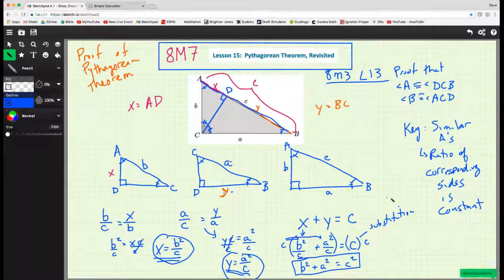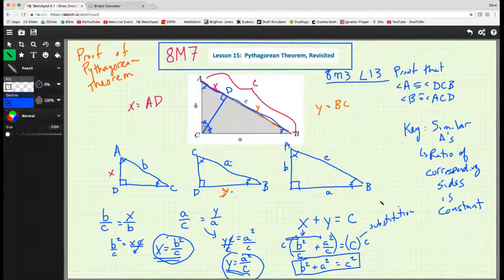So I have proved it. I have proved that if we have a right triangle, we can create some similar triangles to show that the square of the sides is equal to the square of the hypotenuse. It's a lot to wrap your head around, but we have used so many building blocks here.